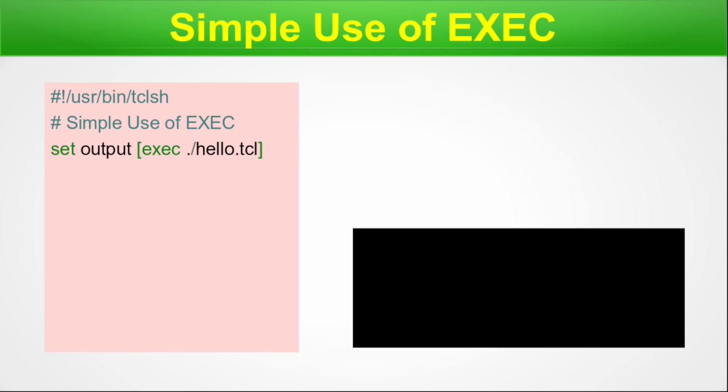Now here I write a command, set output, and then I write exec hello.tcl. And what is this hello.tcl? It's another Tcl script. Here is the content of the hello.tcl. The first line is as usual the hashbang /usr/bin/tclsh, and then the puts command with hello world. So this way we are executing an external Tcl script using the exec command.